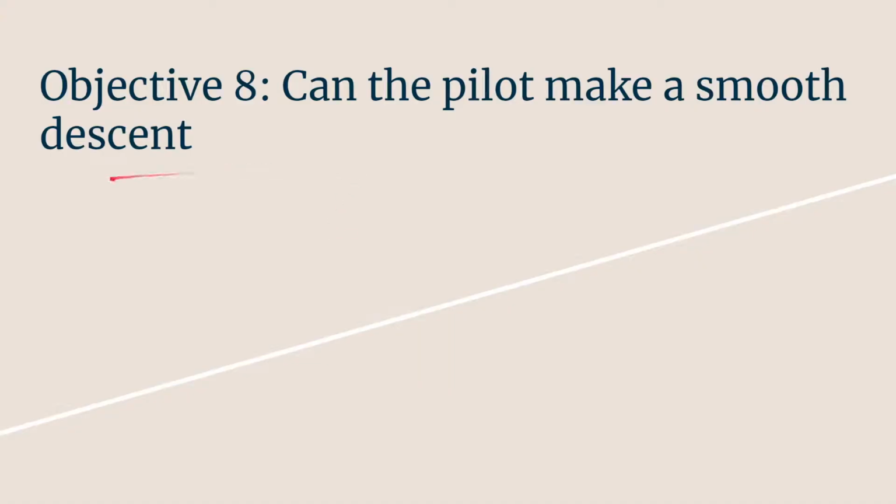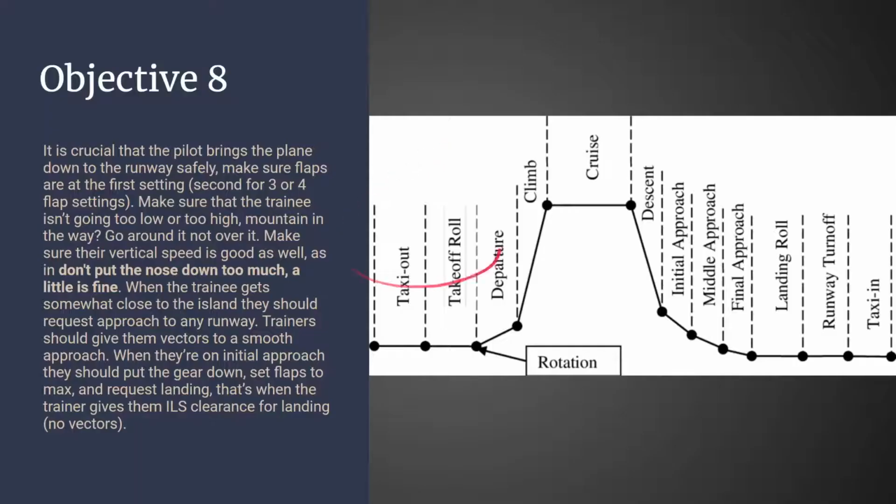Now let's go to descent. Now, first of all, the pilot, once cabin crew is all done, they can start making their descent towards, in this case, Perth, and then when they get close to the island, they need to request descent.